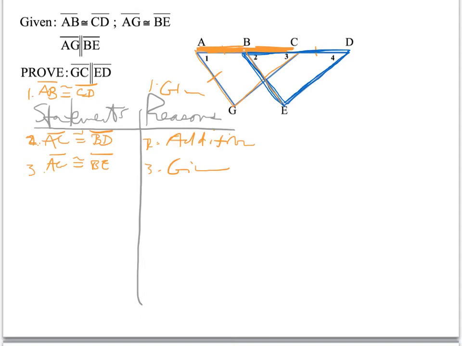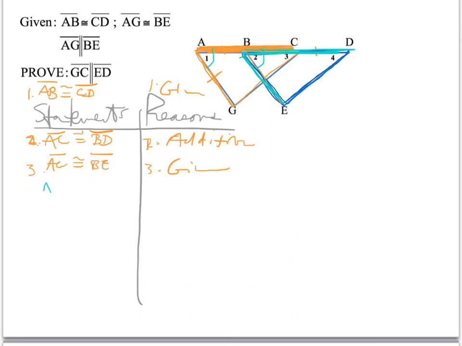And what you've noticed now is I have two sides of my triangles congruent, the top and the left. So my next goal here is to prove angle 1 is congruent to angle 2.